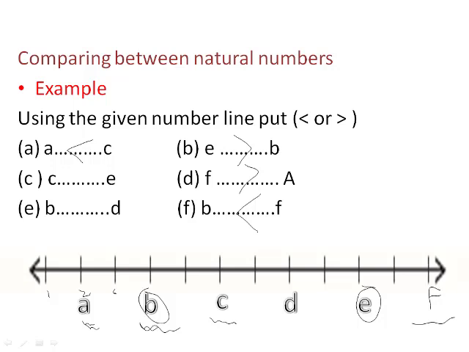C and E. C comes first on the number line. So C will be less than E. B and D. B comes first on the number line. So B is less than D.